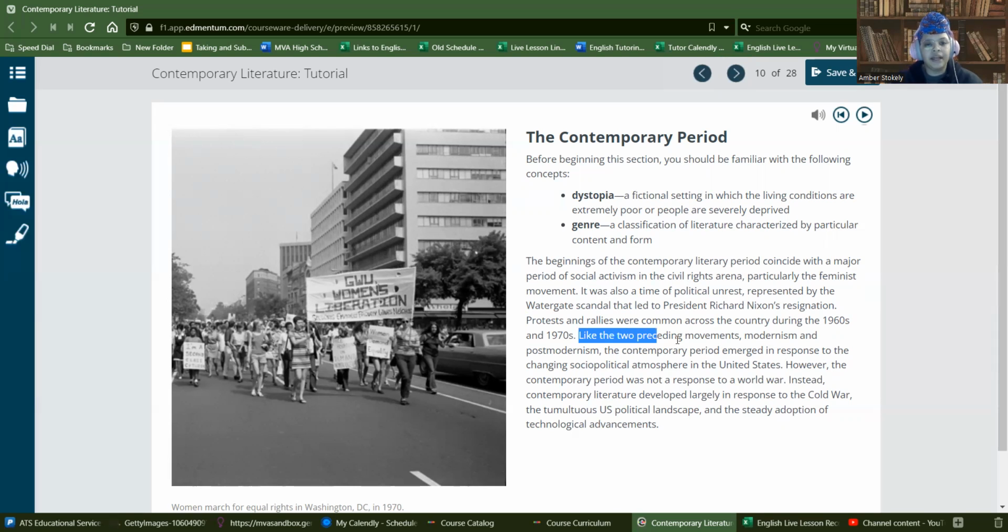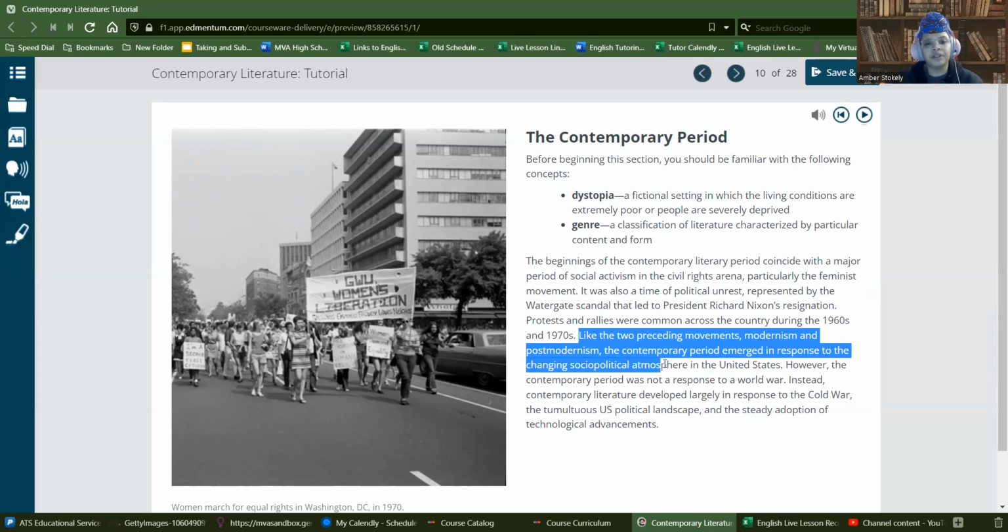It says here, like the two preceding movements, modernism and postmodernism, remember those were movements responding to both World War I and World War II, the contemporary period emerged in response to the changing social political atmosphere in the United States. So basically they're saying there were lots of changes to how people wanted things to work socially and how people wanted things to work politically. So the contemporary period is after modernism and postmodernism. That's the first important thing. And then secondly, it was in response to things changing again socially and politically in the US.